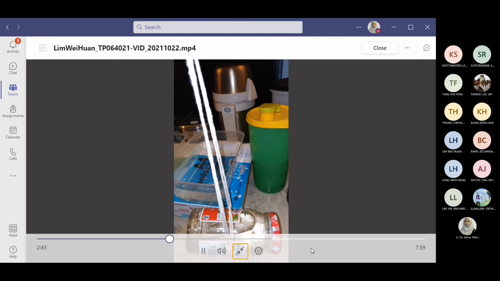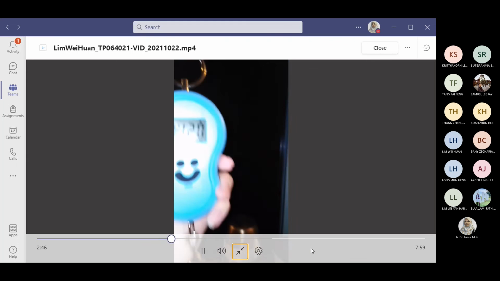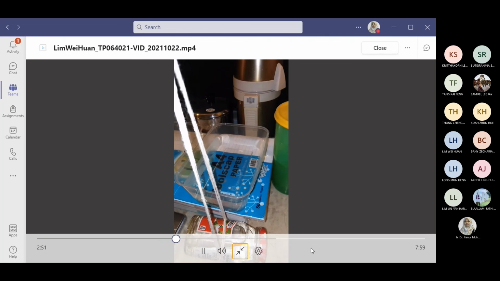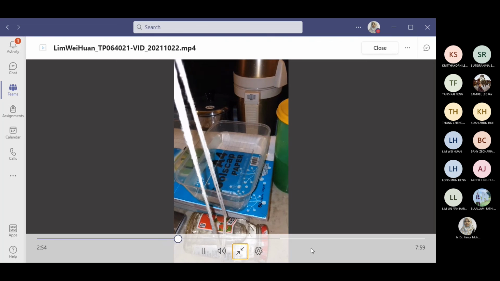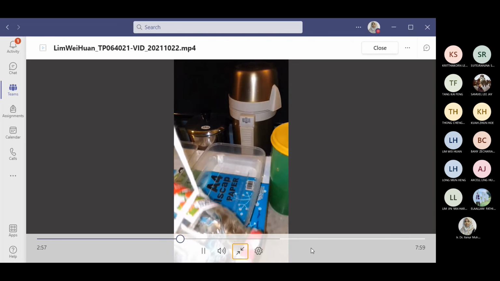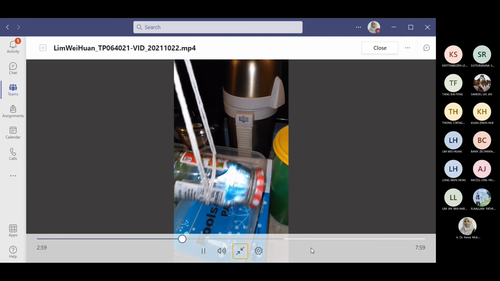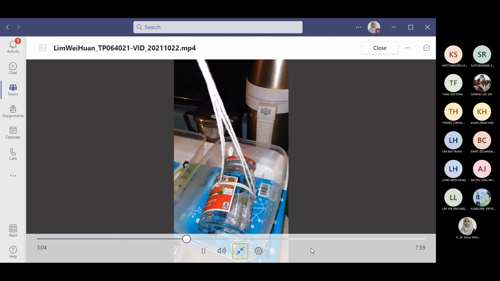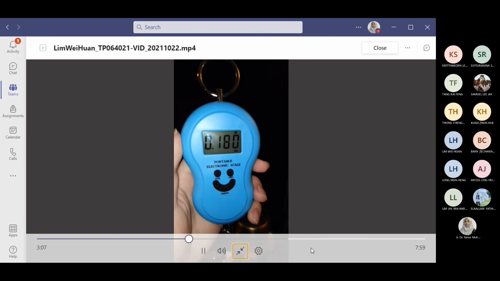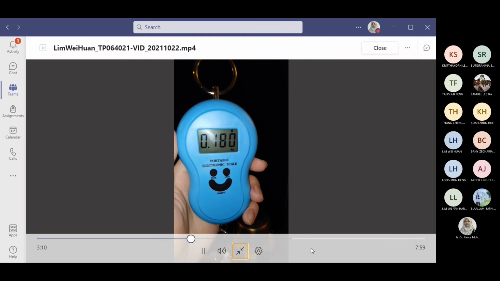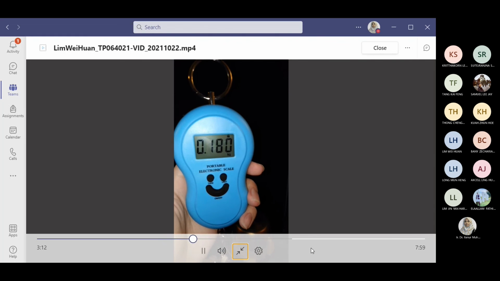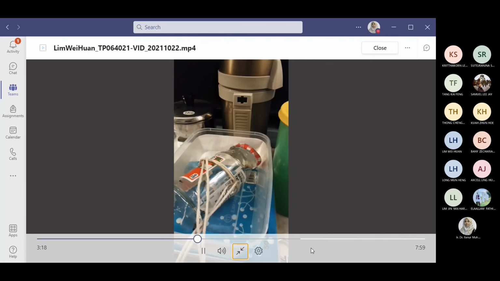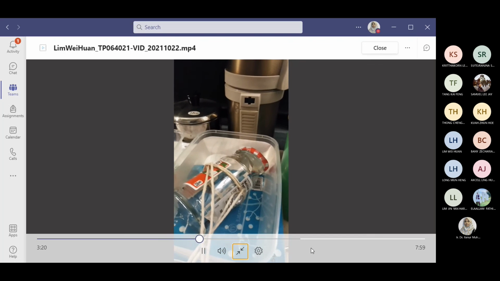So the real weight of the glass jar is 0.42 kilograms. I'm going to immerse this jar into the container of water. And you can observe the reading of the scale is 0.18 kilograms. So it becomes lighter. So there's a loss in weight when the jar is in water.